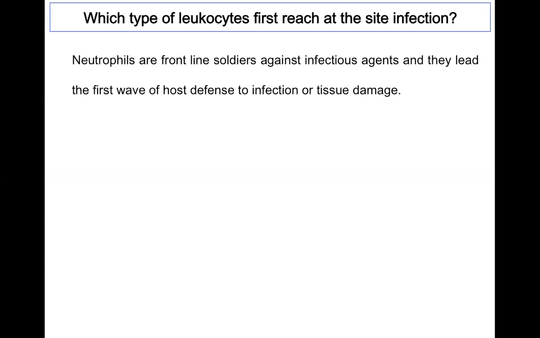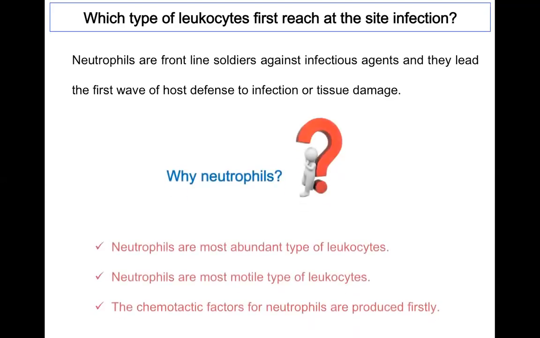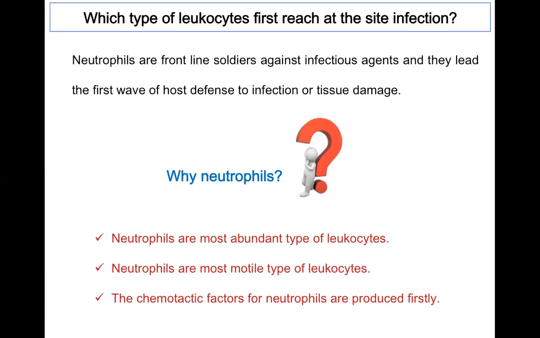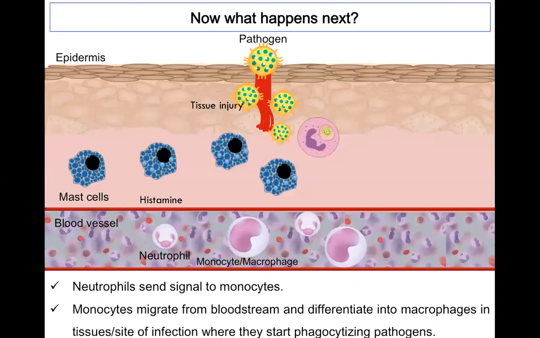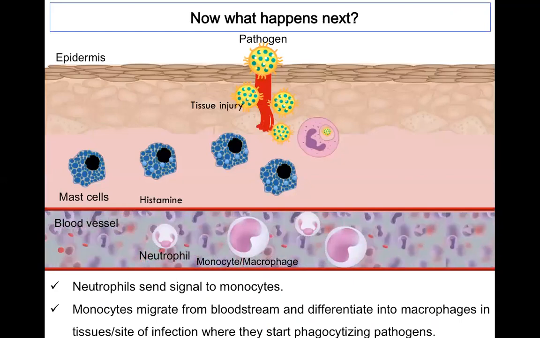So this is very important. This question is asked in several different forms if you are an immunologist. We must remember which type of leukocyte first reaches the site of infection. The answer is neutrophils. But now another question comes to our mind: why neutrophils? The neutrophils are the most abundant type of leukocytes. Neutrophils are the most motile type of leukocytes, and another reason is that the chemoattractive factors for neutrophils are produced first. So now we'll see, after the neutrophils go toward the infection place, what happens next.